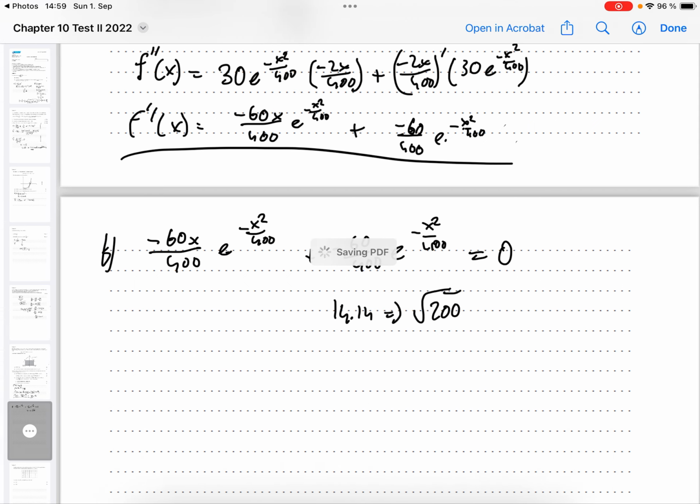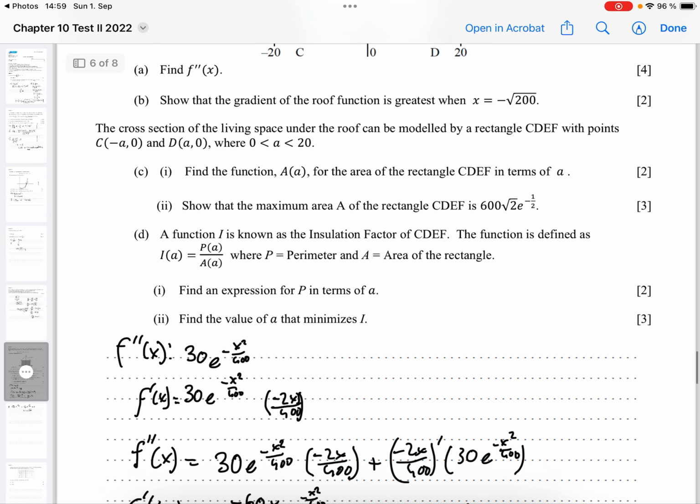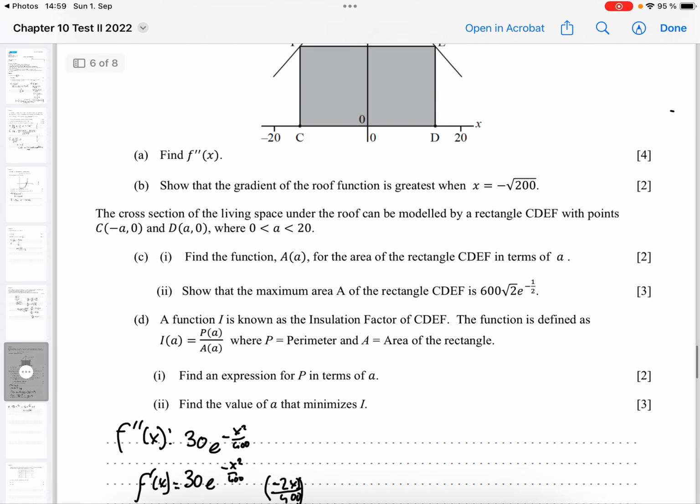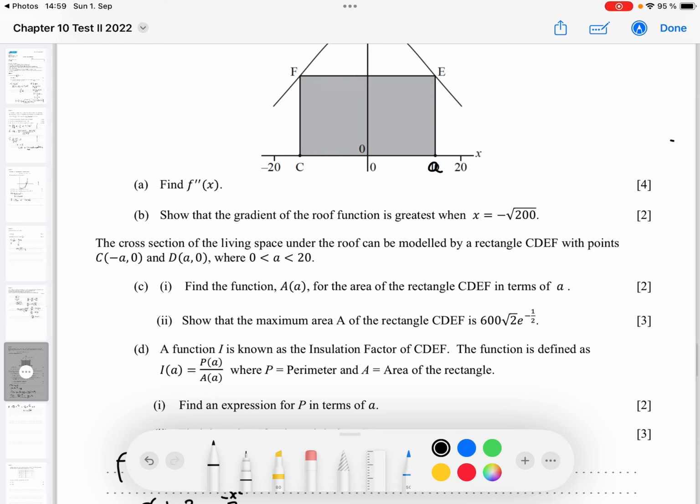Part C of this question says the cross-section of the living space under the roof can be modeled by a rectangle CDEF with points negative a comma 0 and a comma 0, where 0 is less than a is less than 20. So we have to find the function A of a for the area of the rectangle CDEF in terms of a. So let's just annotate something. This is a, this is negative a. So the distance between these two has to be 2 times a. Now, at this point here, this is f of negative a.